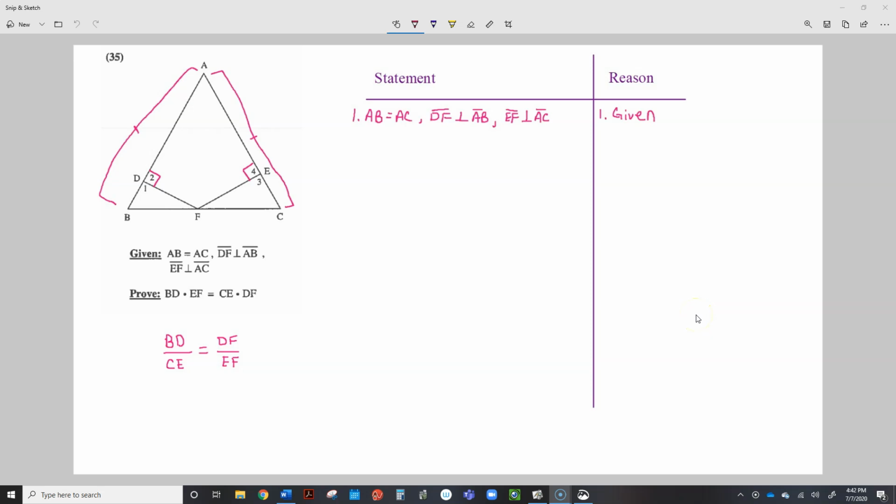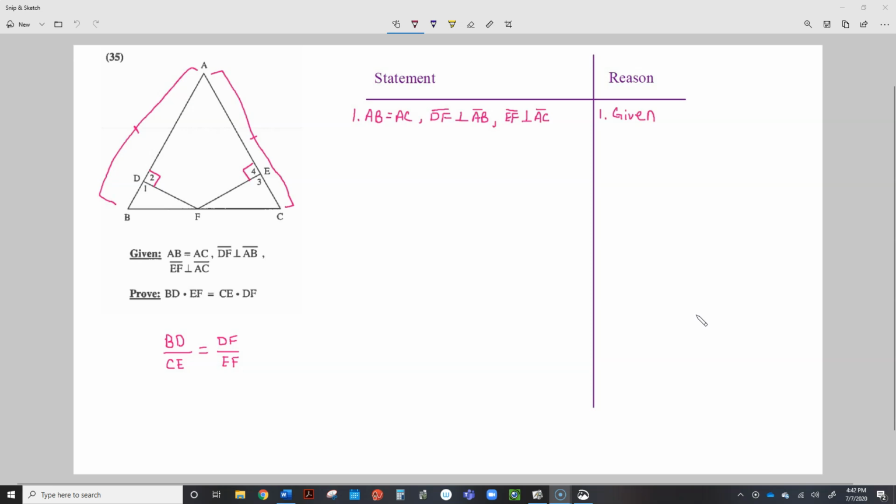Okay, last problem, number 35 from the Geometry Review Worksheet. I've already marked all the given information. AB is the same size as AC, so these marks right here. DF is perpendicular to AB, so we have a right angle here, a right angle here. And they want us to prove that this multiplication is equal to this multiplication.